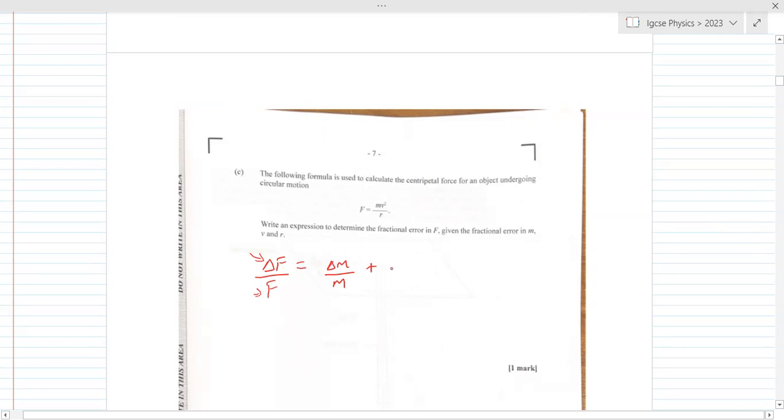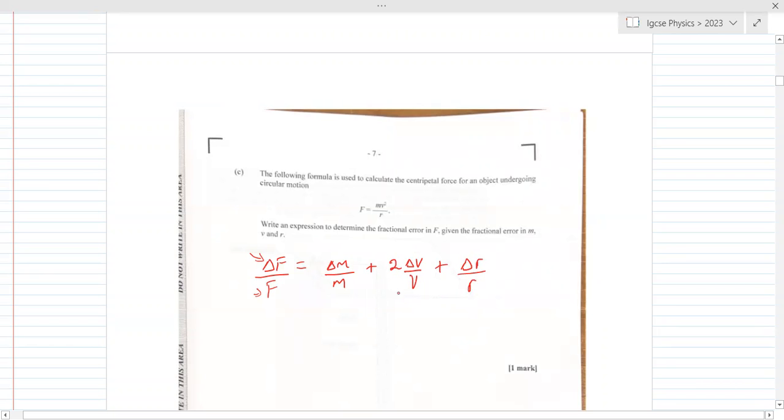let's talk about v squared. Now, because this is being squared, how we would have to find the fractional error is that we have to take the power, the square, and make it become a coefficient. Then we multiply that by the absolute error for the velocity, and divide that by the actual value of the velocity. Then we add it to the same thing for the radius, right? So the absolute error in the radius divided by the value of the radius.